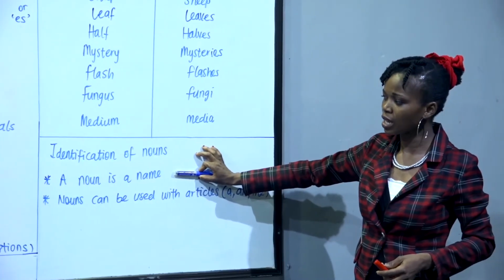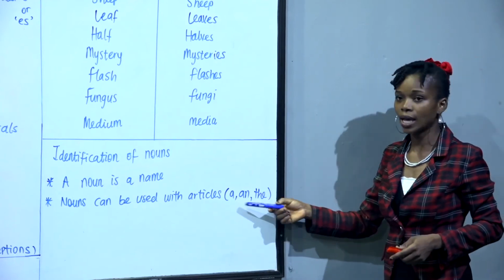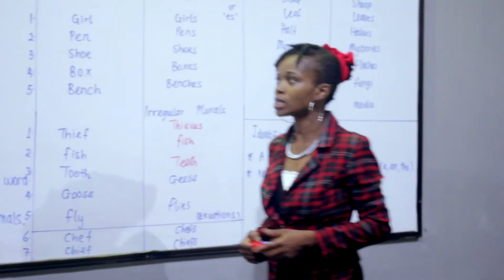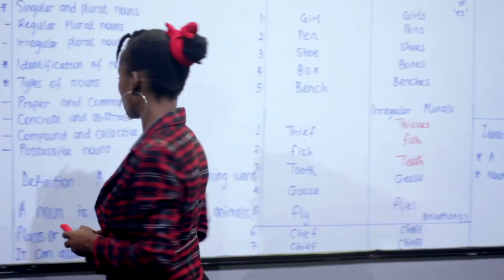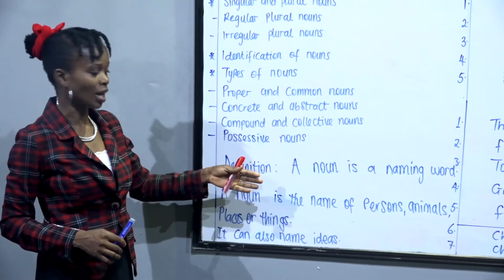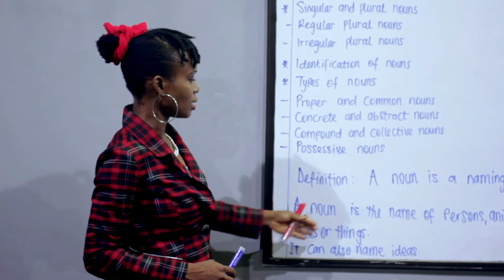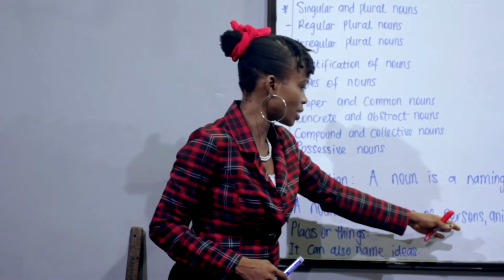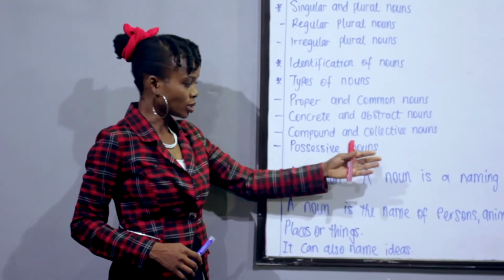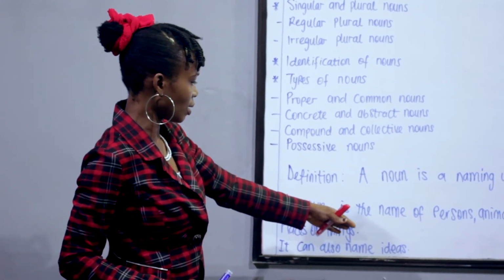So these are the best two ways you can identify nouns. Ask yourself, is it a name? If it's a name, then it must be a noun. Or can it be used with the article a, an, or the? If it can, then it is a noun. So in today's class, we've talked about the definition of a noun, which tells us what a noun is all about. We said once it is a name, it's a noun. So a noun is a naming word. We also talked about the other things a noun covers. It covers names of persons, animals, places, things, or ideas.